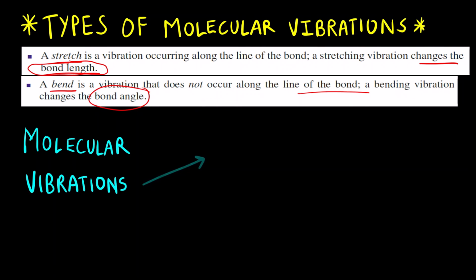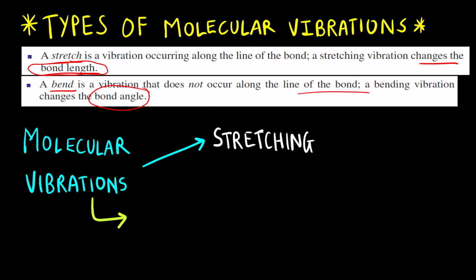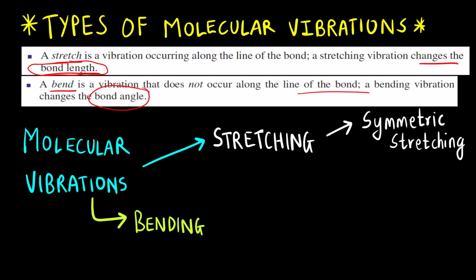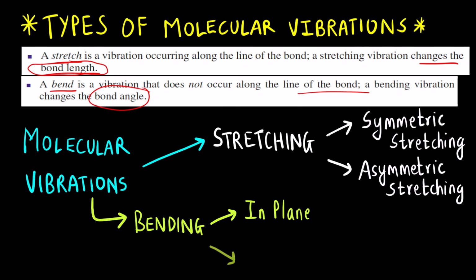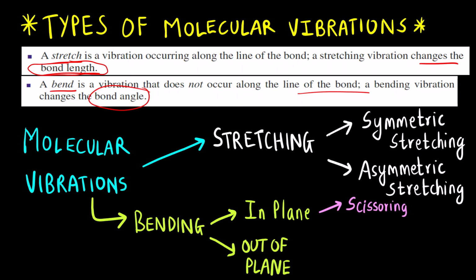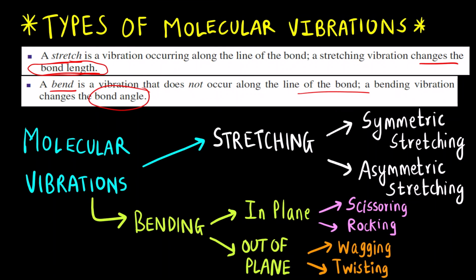Now in stretching modes, we had seen in the last video, one is symmetric stretching, another is asymmetric stretching. And in bending also, there are two types of modes: one is in-plane bending, another is out-of-plane bending. In-plane bending is of two types, scissoring and rocking, and out-of-plane bending is of two types, wagging and twisting. We had seen in detail the meaning of these modes of vibration. You can see that video if you have not watched it.